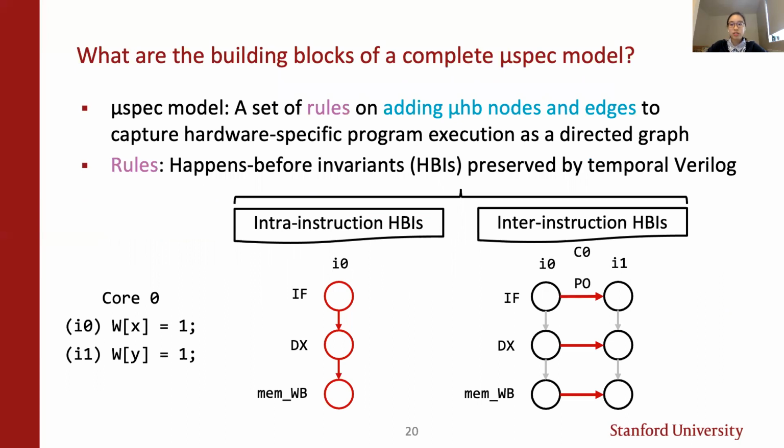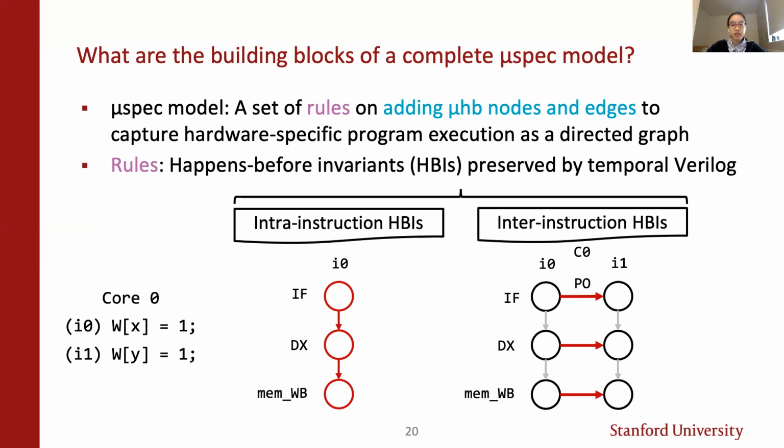To answer the first question, recall that a MicroSpec model is essentially a set of rules on adding MHP nodes and edges to instantiate hardware-specific program execution as a directed graph. We refer to them as happens-before invariants, or HBI. The HBI can be divided into two types. Intra-instruction HBI describe state updates on behalf of an instruction execution along with their partial order. In other words, intra-instruction HBI instantiate MHP graph columns. Inter-instruction HBI describe ordering between events that correspond to different instructions, thereby capturing hardware-level instruction interaction.